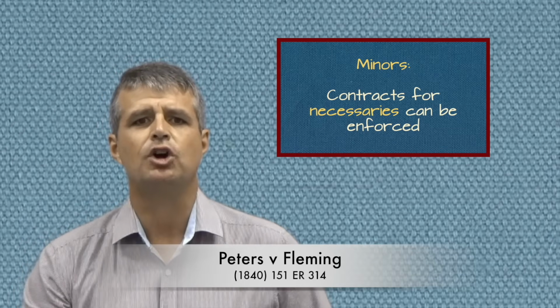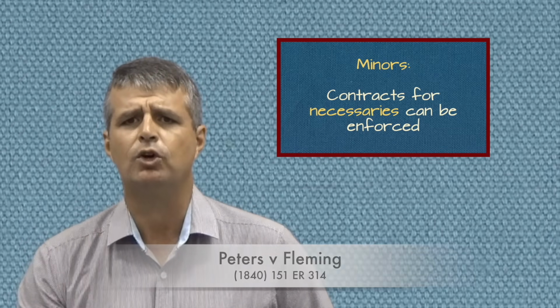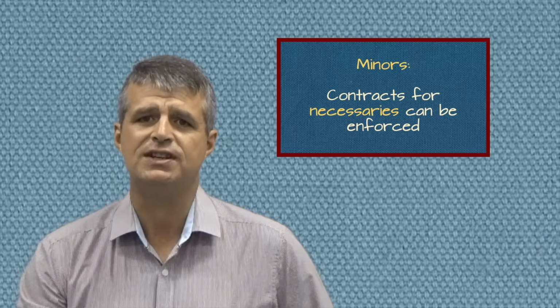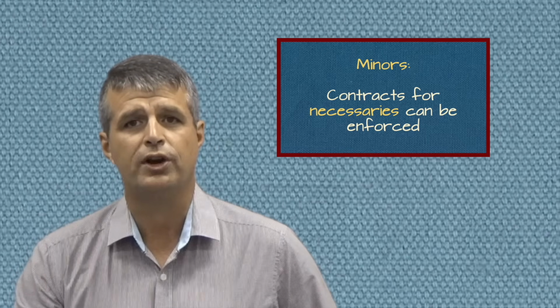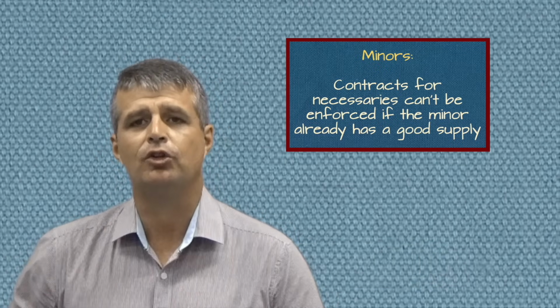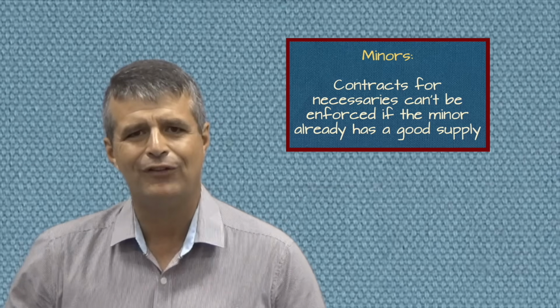There are a few situations, however, where contracts can be enforced against a child. The first of these is when the child is making a contract for what we call necessaries. These are things that a young person in their circumstance would ordinarily need. However, you can't even enforce a contract for necessaries if the child already has a good supply of those necessaries.